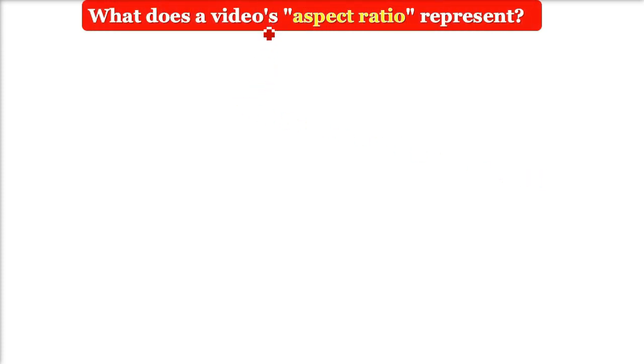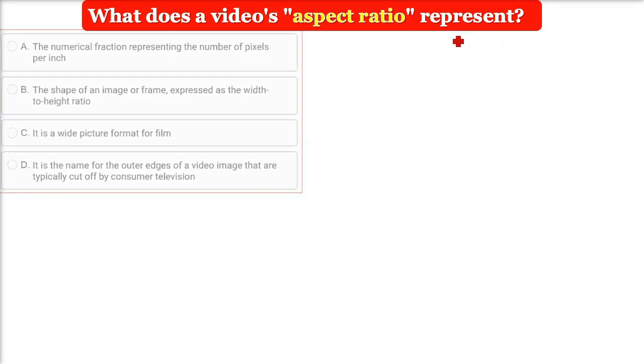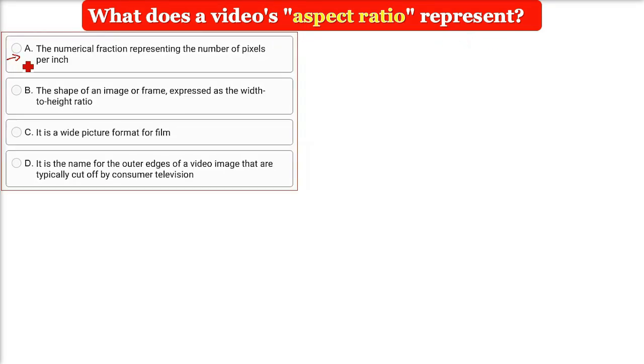What does a video's aspect ratio represent? The options are: the numerical fraction representing the number of pixels per inch. Next option is the shape of an image or frame expressed as the width to height ratio. The third option is it is a wide picture format for film. And the fourth option is it is the name of the outer edges of a video image that are typically cut off by consumer television. What do you think is the correct option?